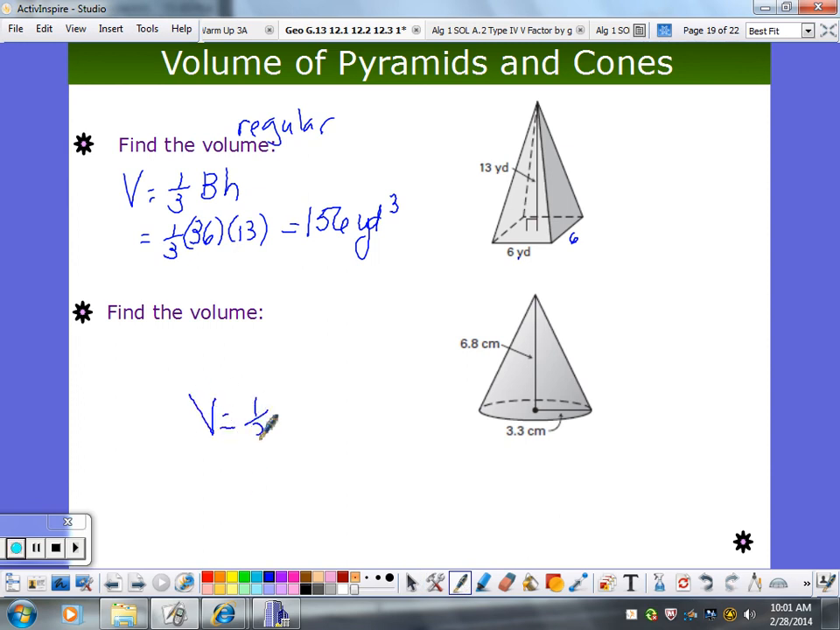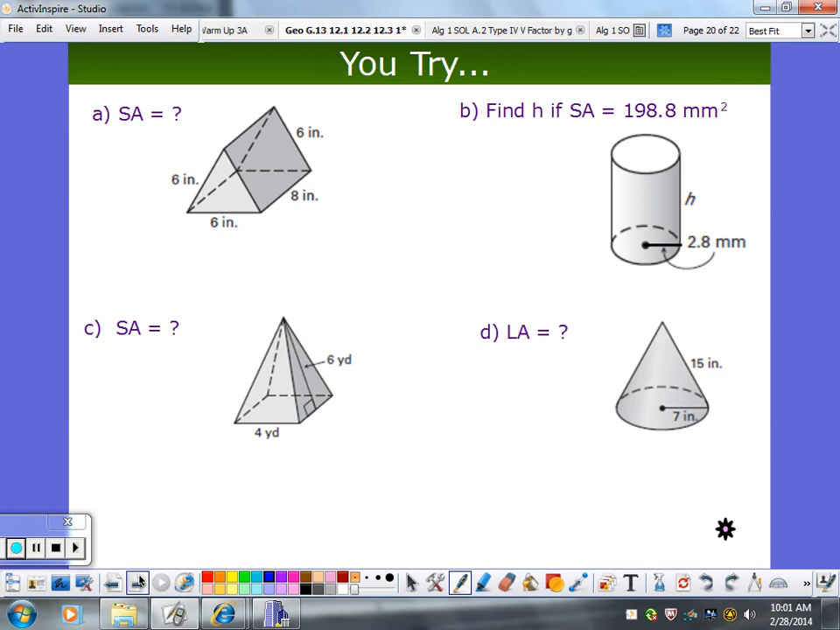Volume with this. Okay. 1/3 pi r squared h. So 1/3 pi, 3.3 squared, and 6.8. And in the interest of time here, you guys work this out. I got 77.55. And again, cubic centimeters. So these are a lot simpler. And we're just doing U tries now. So go ahead and try a bunch of them.